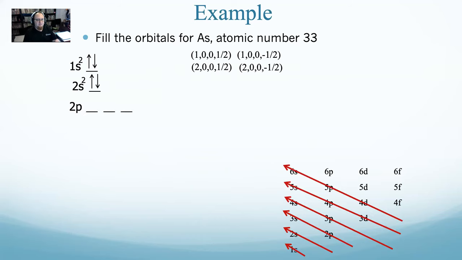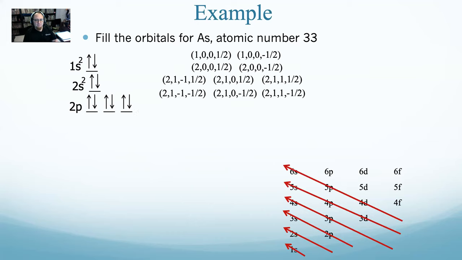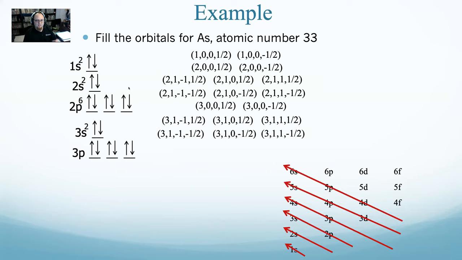Then we'll go to 2p. In 2p, we'll put in the electrons all up, all down. 6 states. That's 10. 3s, up, down. 3p, 1, 2, 3, 4, 5, 6. At this point, we're at 10, 16, we're at 18. And I'm just following this math here. After 3p is 4s. And these are all the locations of all the electrons. I'm writing down their quantum numbers.